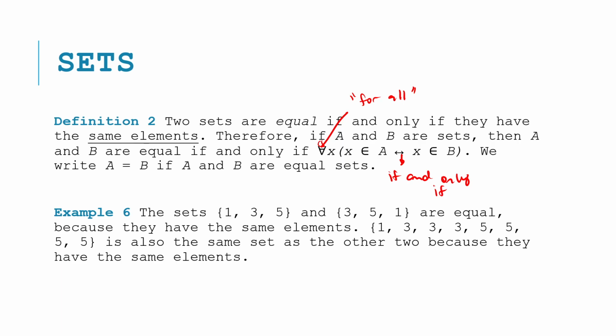So even if 3 gets repeated here and the first two sets only have 1, 3, it's still equal in terms of its elements. That's why we still say that these sets, the first, second, and the third one, are equal to each other because they have the same elements.